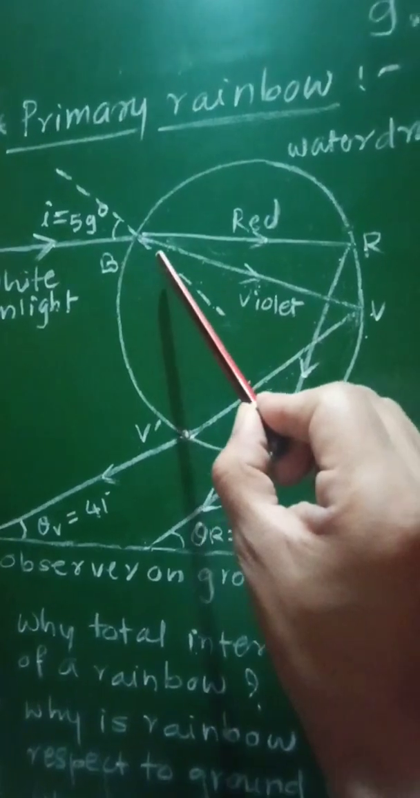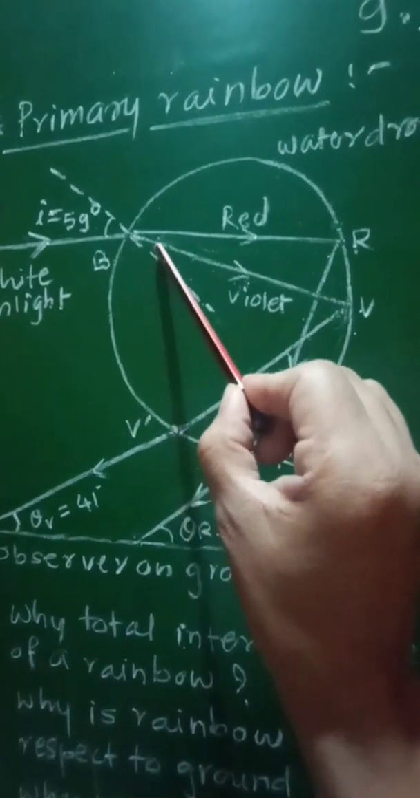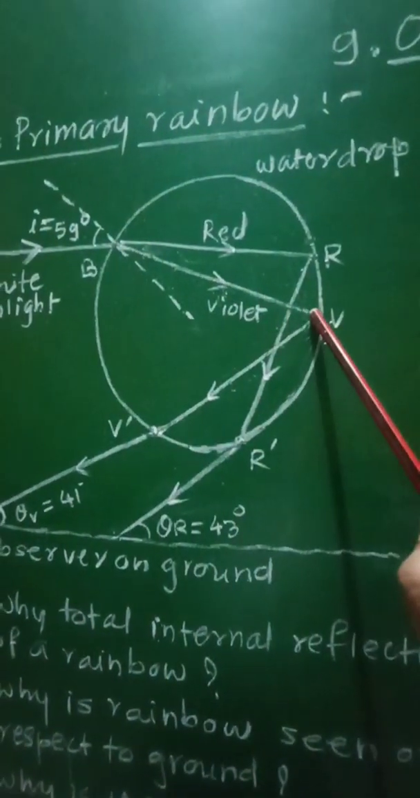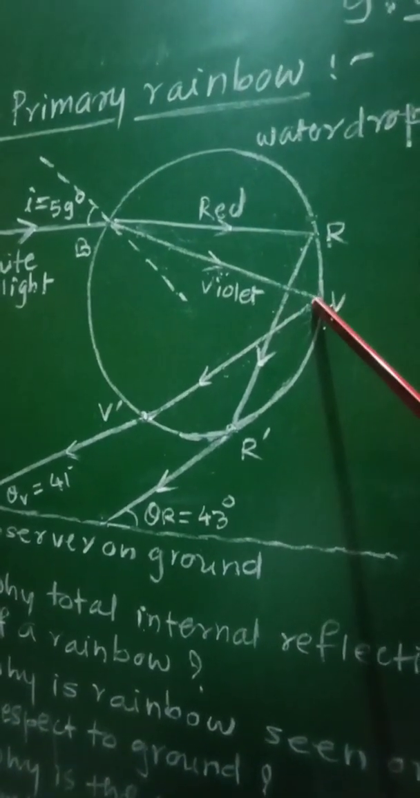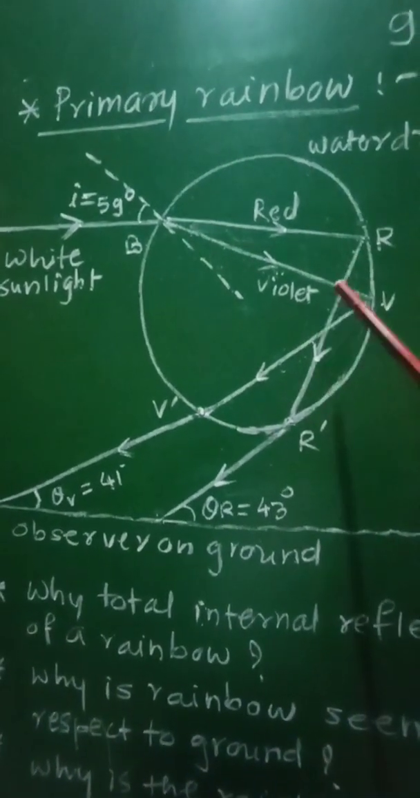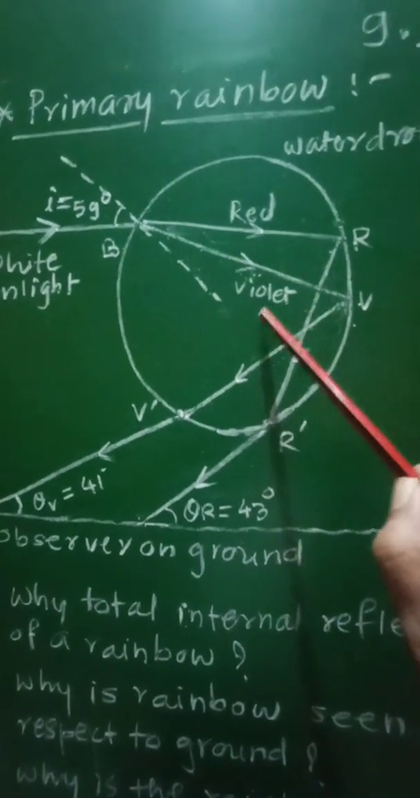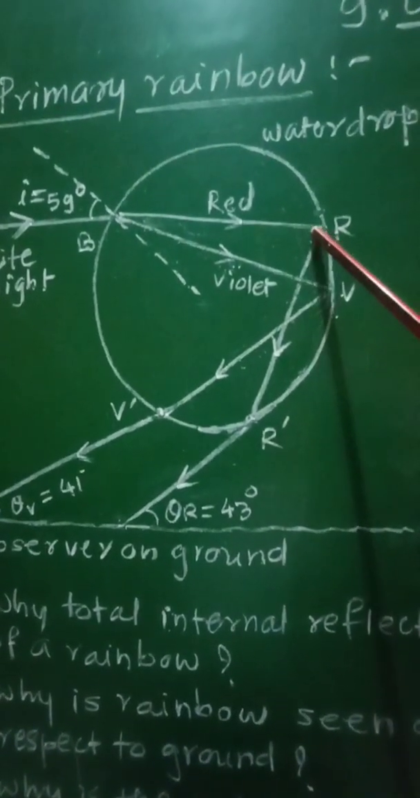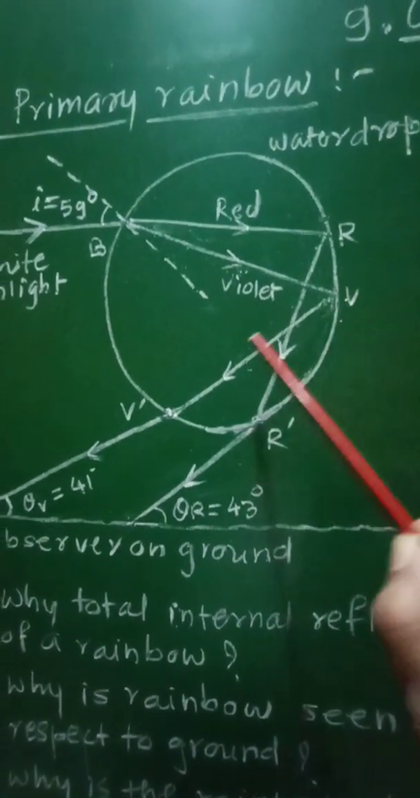Now, after refraction due to this water drop, the ray of light for red color will travel along BR and for violet color it will travel along BV. When these refracted rays are incident on the inner surface of this water drop, they will be internally reflected. But remember, here there is no total internal reflection; it is simply reflected internally inside the water drop. After reflection, the ray of light for the red color will travel along R dash, and for violet color it will travel along V dash.